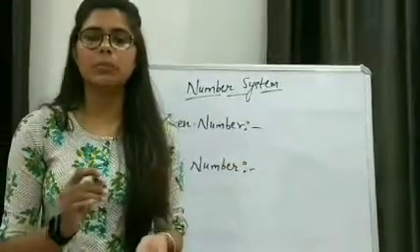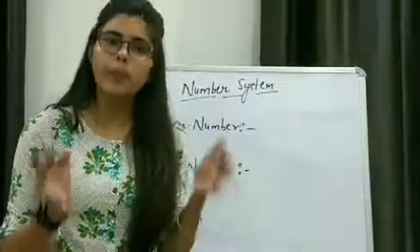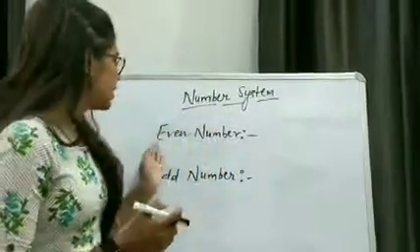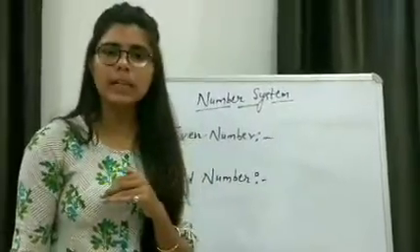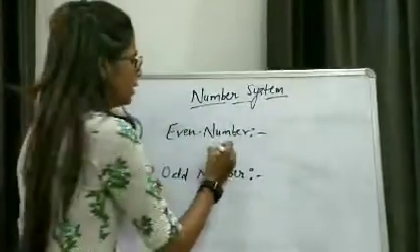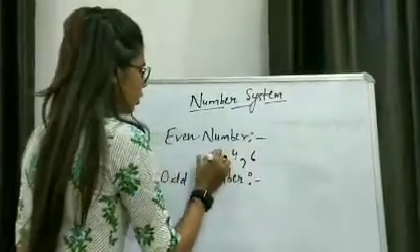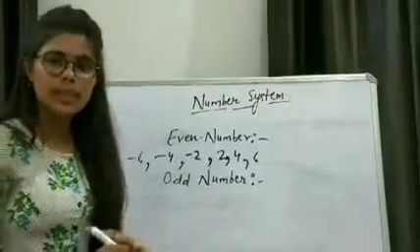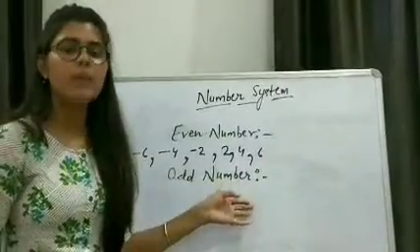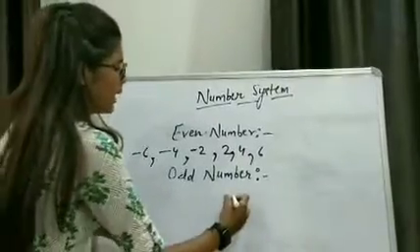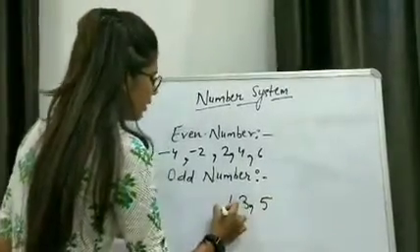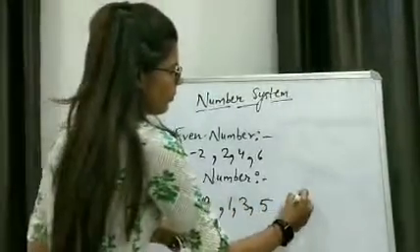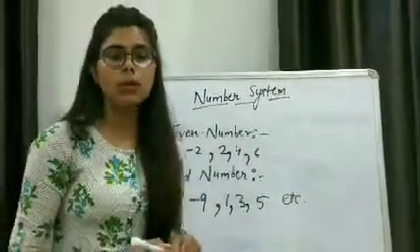You will see sometimes that some numbers are completely divisible by 2, and some numbers are not divisible by 2. The numbers which are completely divisible by 2 are called even numbers, like 2, 4, 6, or -2, -4, -6. The numbers which are not completely divisible by 2 are called odd numbers, like 1, 3, 5, -9, etc. Now we will further discuss real numbers.